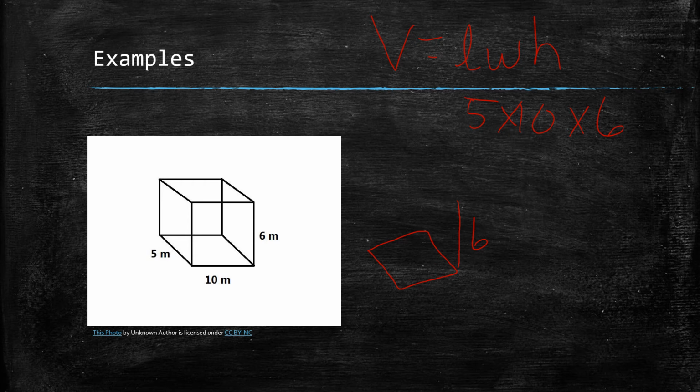And so I'm going to do 10 times 6 first, just easier to work with, I feel like. So you get 60. So this problem is 5 times 60. That equals 300 meters cubed, or 300 meters to the third power.